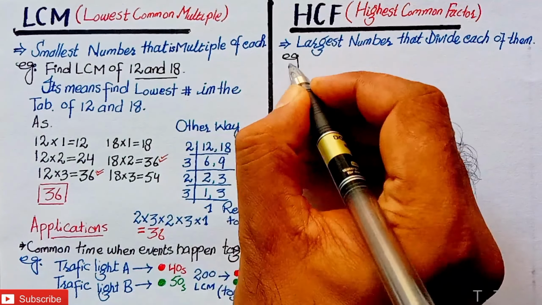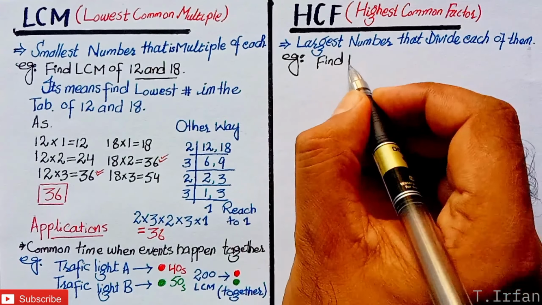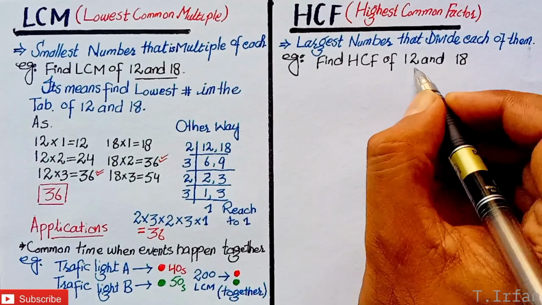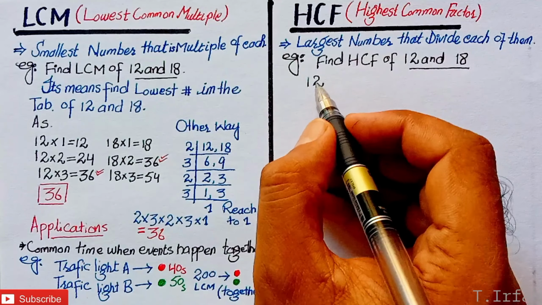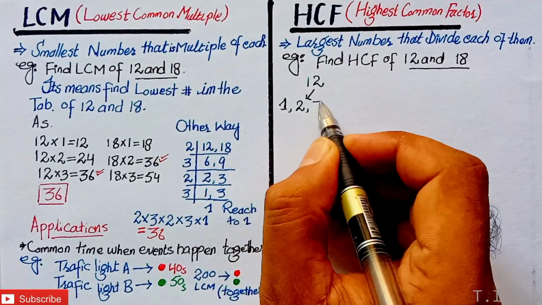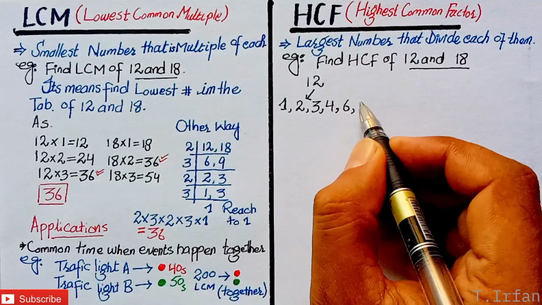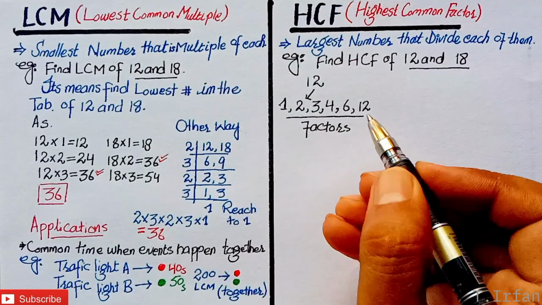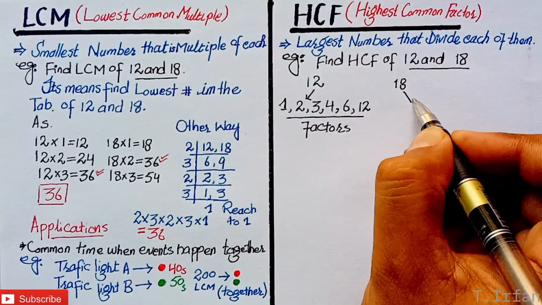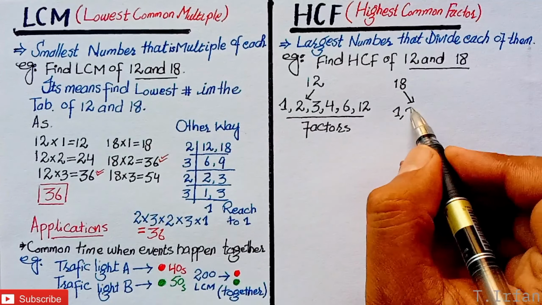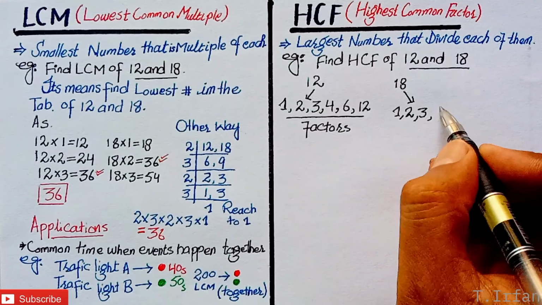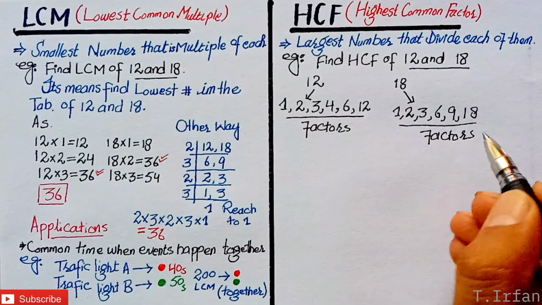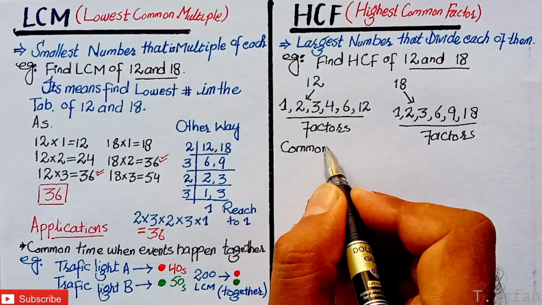For example, someone asks to find the HCF of 12 and 18. So we divide 12 and 18 with numbers as far as possible. We can divide 12 by 1, 2, 3, 4, 6 and 12. These are the factors of 12. And we can divide 18 by the numbers 1, 2, 3, 6, 9 and 18. These are the factors of 18.